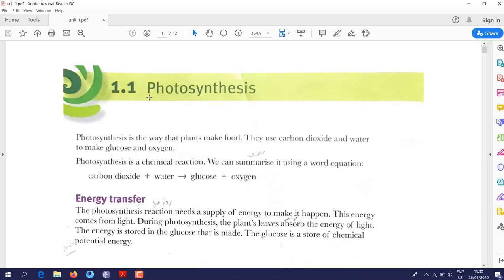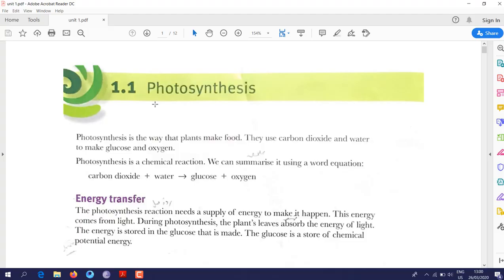So today we will start reviewing the book. Firstly, we will start with Unit 1. Unit 1, or 1.1, is about photosynthesis. Firstly, everyone should know the definition of photosynthesis. You studied photosynthesis in grade 8 and also grade 7.